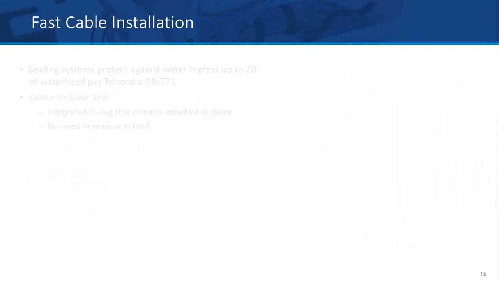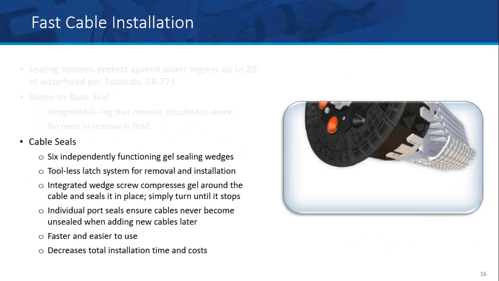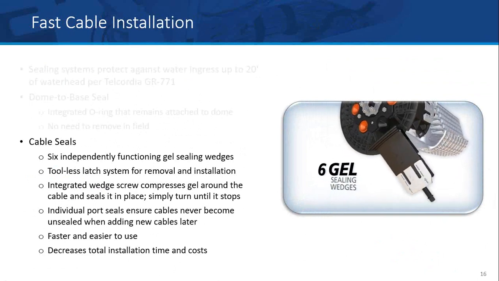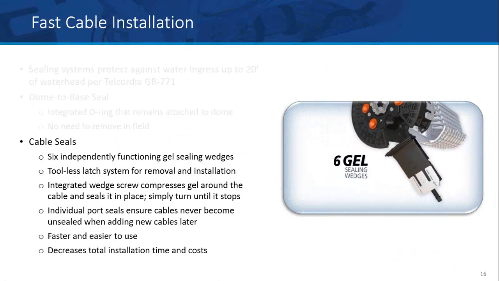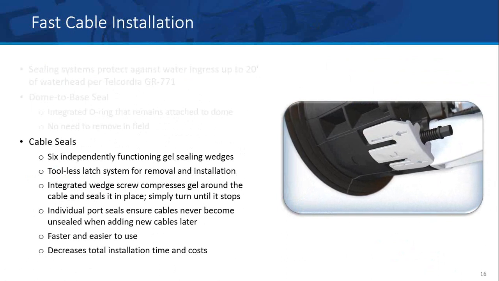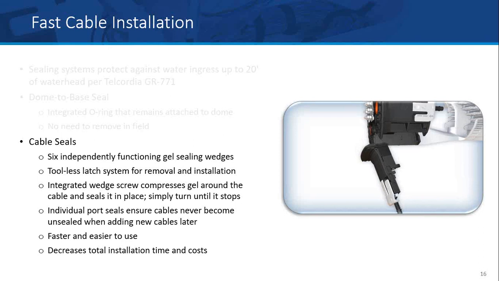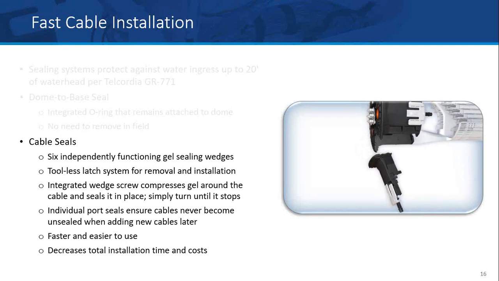All right, this is my favorite part, the second piece of sealing. You seal the dome to the base, now you've got to seal the cable. How do you seal the cable and not have to worry about grommets or tapes or glues or all this stuff that's a pain? What we've done is the AFL Apex closure utilizes a gel wedge sealing technology. We have 6 individual gel sealing wedges that remove from the closure independently and rotate out of place. It rotates and removes completely toolless.